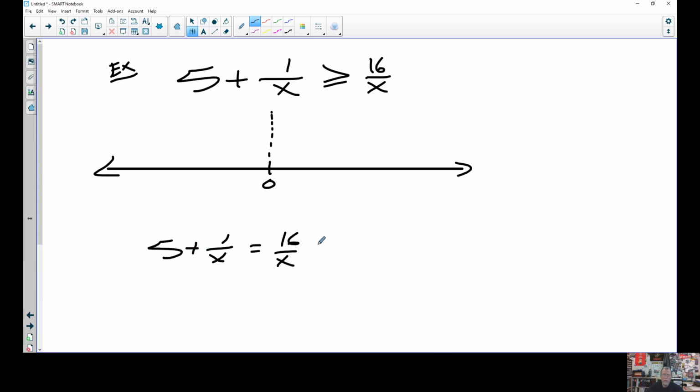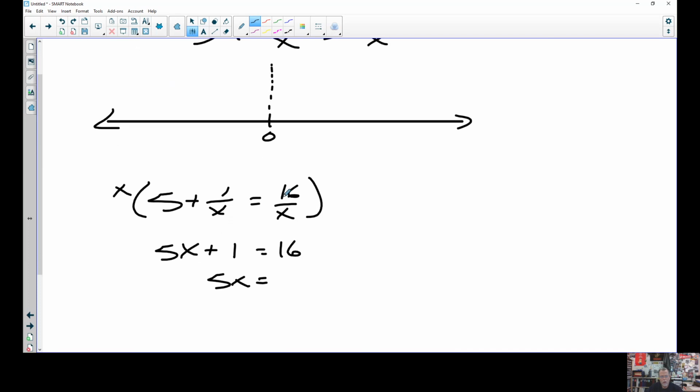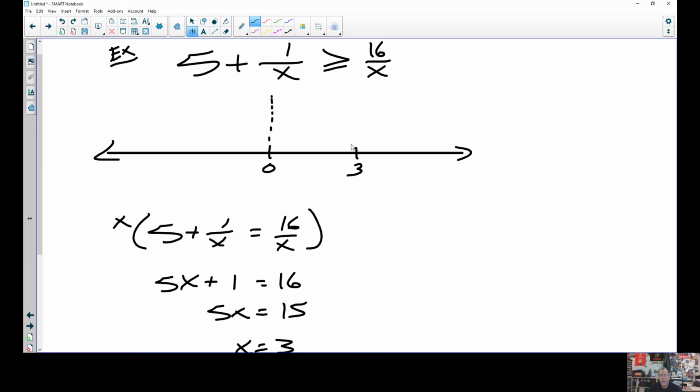And it would appear that our least common multiple here is x. So we would have 5x plus, I'm sorry, I said it, didn't write it, 5x plus 1 equals 16. So 5x equals, let's see, what is that going to be? 15. And x equals, when we divide by 5, x equals 3. So at 3, I have another boundary. Now remember, I look to see, do I include that boundary? This was the solution, so I am including it because this was greater than or equal to. So I'm going to make a solid line here.